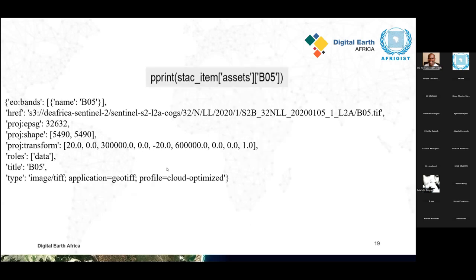Using the pprint stack item asset B5, we have here the Earth observation bands. You have the name of the bands. You have the URL here. You have the projection 32632. You have the projection for the image. You have the projection transformation. You have the role, the title of the image, and the type is an image in the format TIFF.